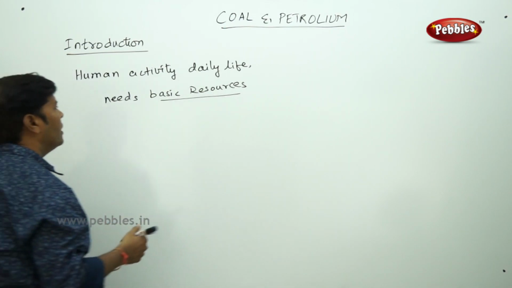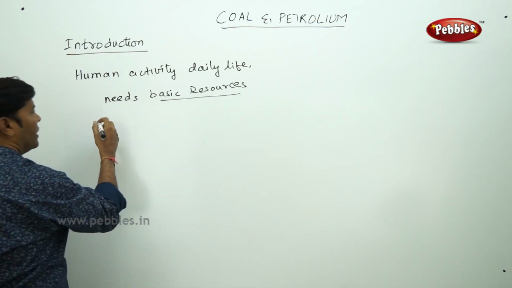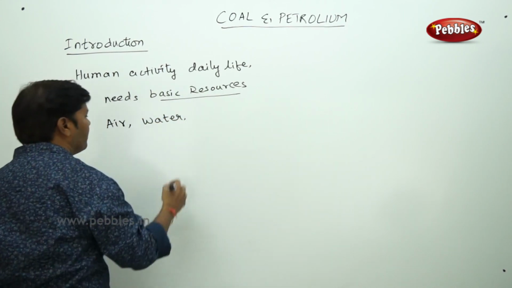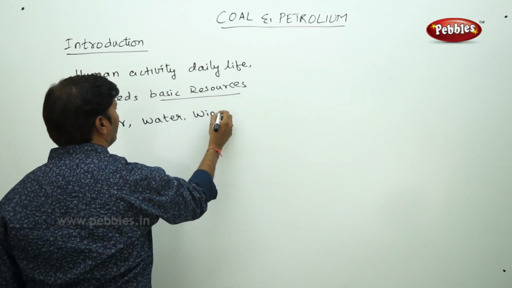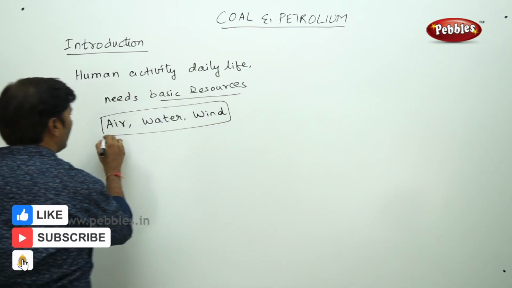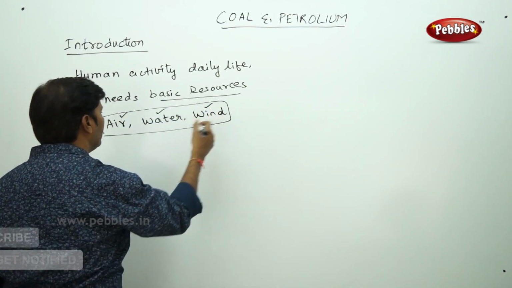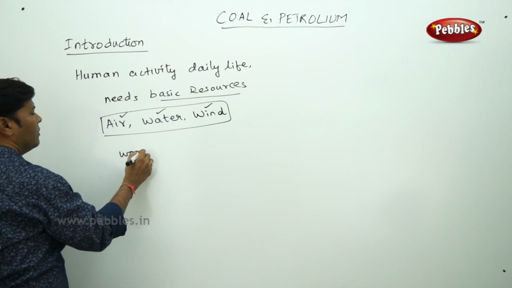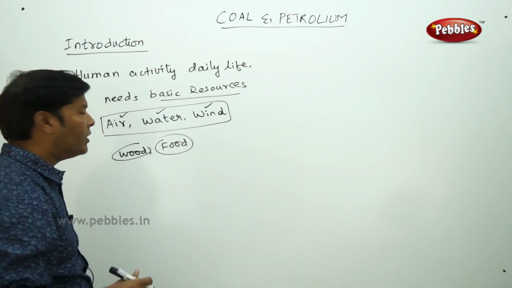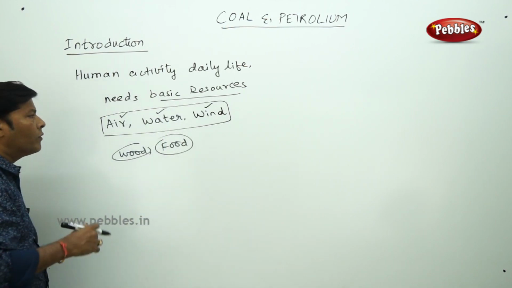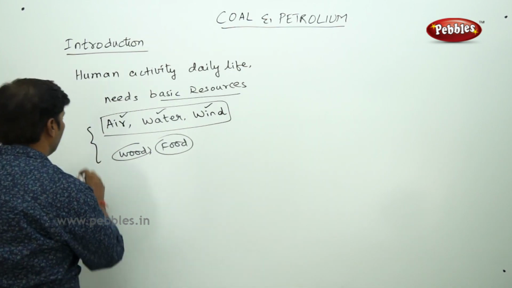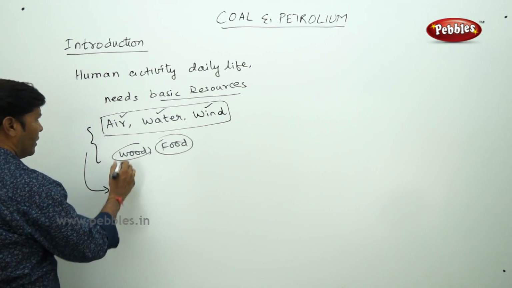To carry out our daily activities, we need certain resources like air, water, then wind. If I say air, water and wind, these are the basic amenities actually. Air, water, wind, then you can take the wood, then food, whatnot. You can add as many needs as possible. From this classification of air, water, wind, wood and food and so on, the basic needs, these resources, are broadly classified into two types.